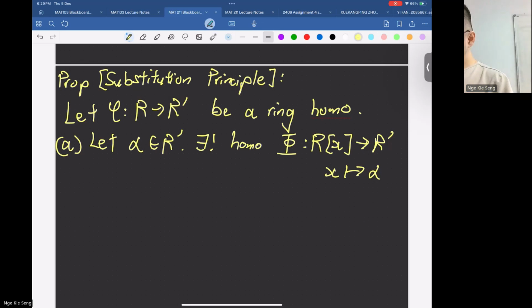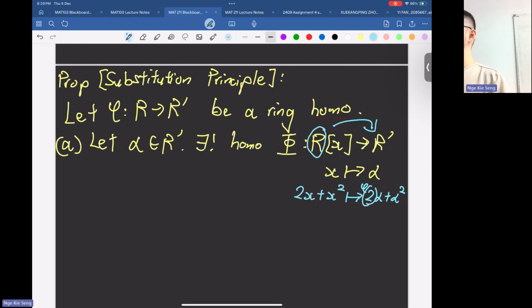Okay, so for example, if I do this, what does it mean? So 2x plus x squared, what happens? It will get sent to 2 alpha plus alpha squared. But it really depends on how R sits inside R prime here. So in fact, you need little phi of 2 here. Again, it depends on this phi here. Because you need to remember, we don't always work with the same ring. So you depend on how you see this R inside R prime here.